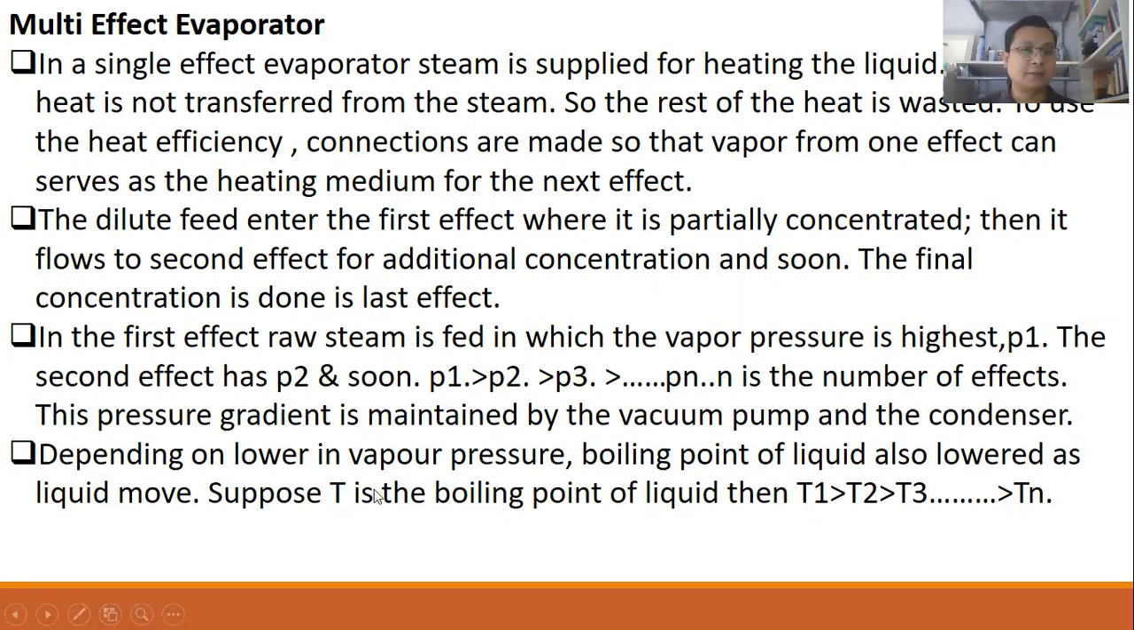Depending on the lower vapor pressure, the boiling point of the liquid is also lower as the liquid moves. Suppose T is the boiling point of the liquid, then T1 is bigger than T2, and T3 is lower, until Tn, which is the lowest one. So T1 is the highest one. The pressure P also relates to the temperature T.